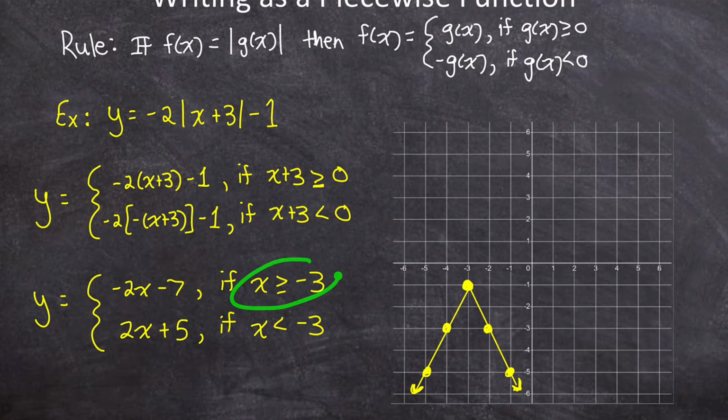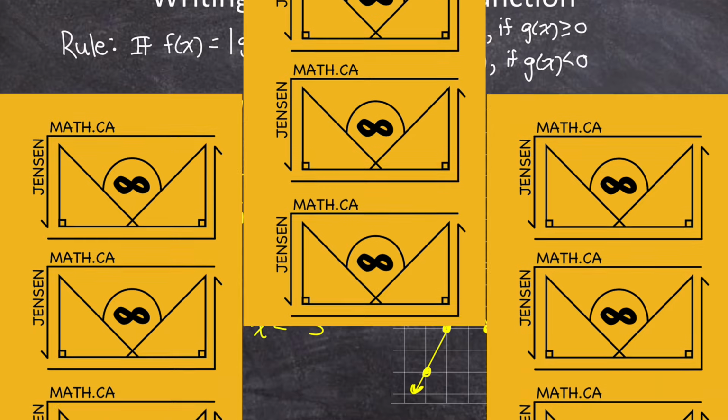When x is greater than negative 3, so that's this part of the function, notice it's equal to negative 2x minus 7. A slope of negative 2, so down to right 1, and it would intersect the y-axis down here at negative 7. But when x is less than negative 3, so the left side of the function, it looks like this function, 2x plus 5, which means a slope of up to right 1, and it would intersect the y-axis up here at 5 if it were to continue.